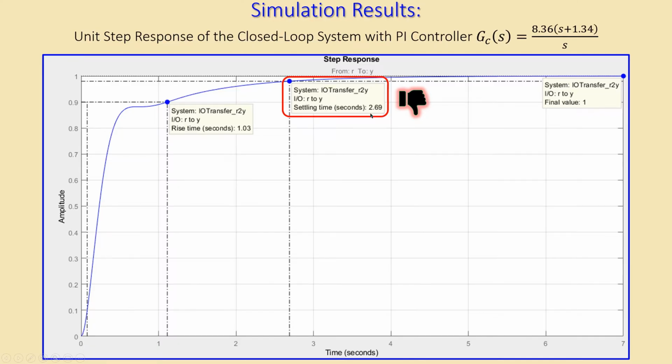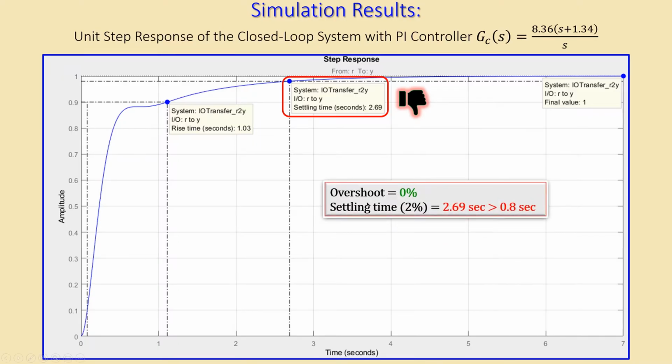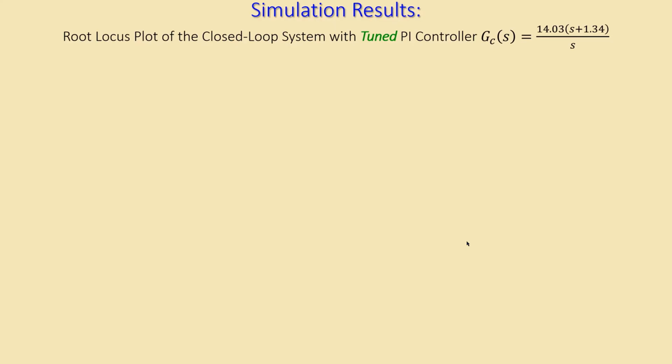So we try to optimize this. In the first round this is not what we want. Overshoot is 0%, but the settling time is much larger than 0.8 seconds. So we need to redesign this. What we can do is, for example, adjust the gain of the PI control. So I changed that from 8.36 to 14.03 by just tuning in MATLAB.